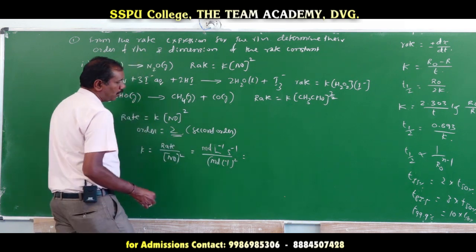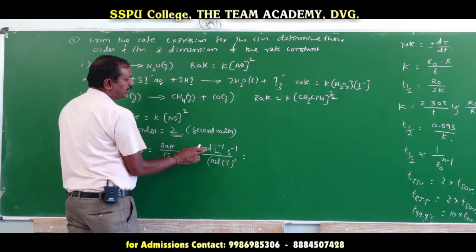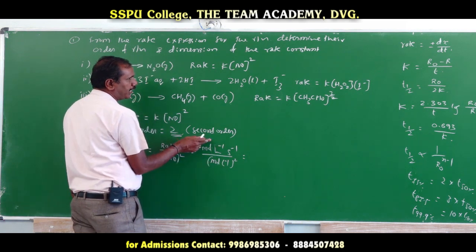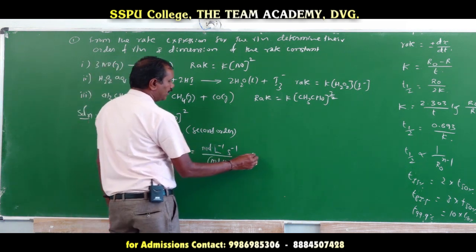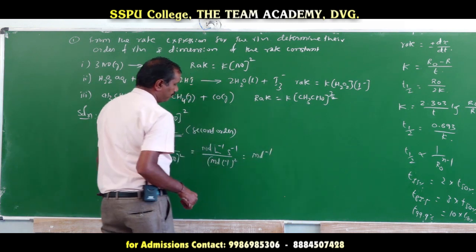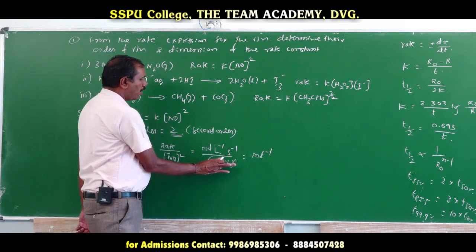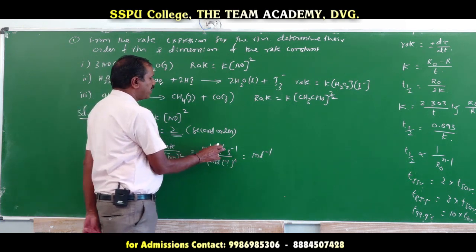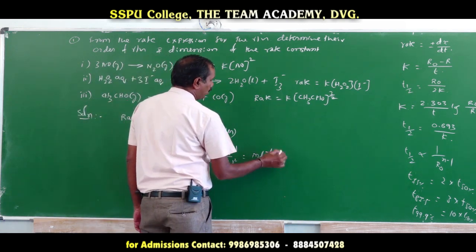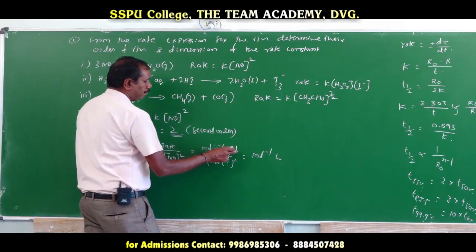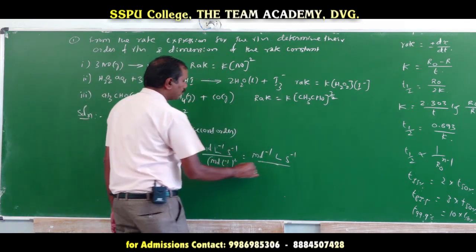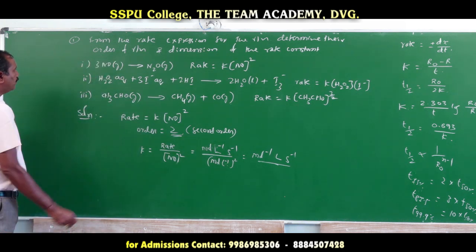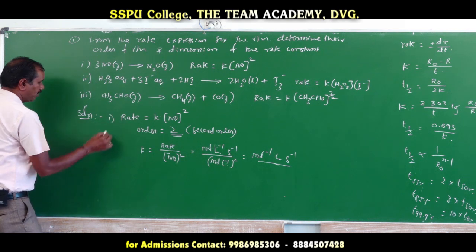So this is mole to the power of 2 and this is mole to the power of 1. If it comes to the numerator, it is minus 2. Minus 2 plus 1 is minus 1, per mole. Liter to the power of minus 1, minus 1 into 2 is minus 2, minus 2 becomes plus 2, plus 2 minus 1 is plus 1, per mole liter per second. This is the unit of K for second order kinetics. Like that we will go for the second one. This was for the first one.